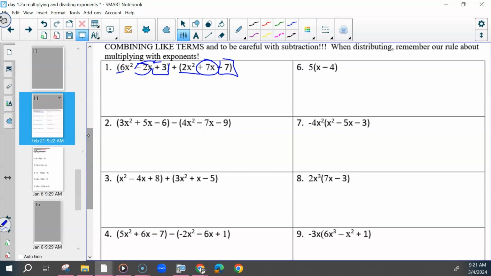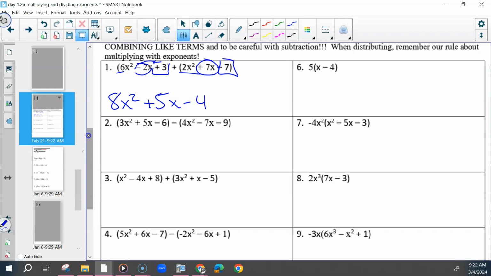You don't have to do this. If it helps you see the like terms, do that. So then 6x squared plus 2x squared would give us 8x squared. Negative 2x plus 7x plus 5x. 3 plus negative 7, negative 1. That's it. So just combining like terms, something we did at the beginning of the year. Questions on that?